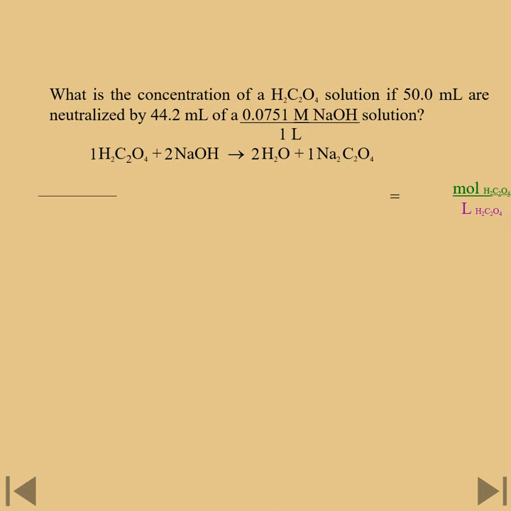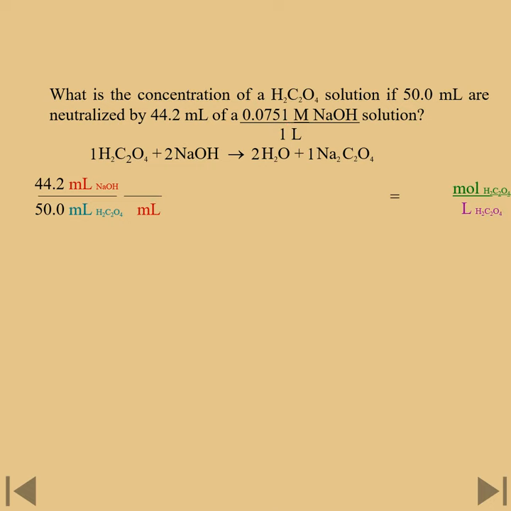Then step 2, we're starting with one unit over another. Now we have 2 numbers with single units, the volume of the oxalic acid and the volume of the sodium hydroxide. The volume of the sodium hydroxide is going to go on the top and take us to moles of oxalic acid. The volume of the oxalic acid goes in the bottom and will take us to liters of oxalic acid.